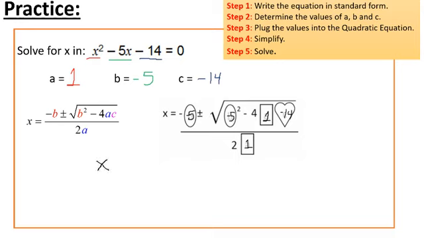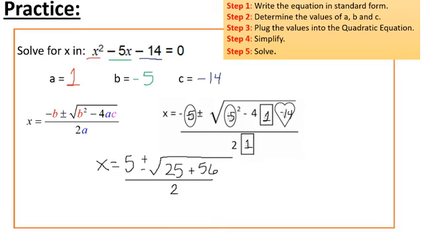So I'm going to have x equals, well, a negative negative 5. Two negatives make a positive, so this turns into positive 5, plus or minus negative 5 squared. Negative 5 times negative 5 turns into a positive 25 minus 4 times 1 times negative 14. Well, 4 times 14 is 56. A negative and a negative makes a positive, so plus 56. All divided by 2 times 1, which is 2.